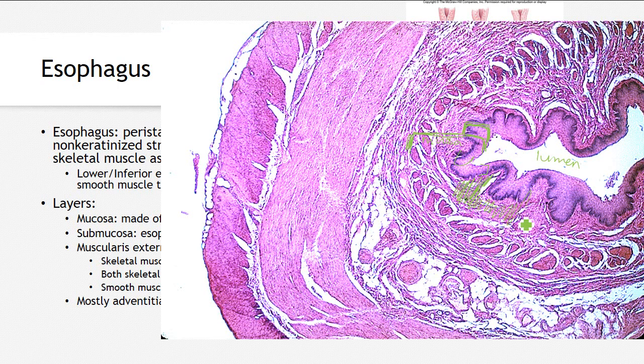Okay, all this is what here? Areolar connective tissue, also known as the lamina propria. This smooth muscle that you see here is the muscularis mucosae, all making part of the mucosa layer, right? What is this layer here? Submucosa. Very good.